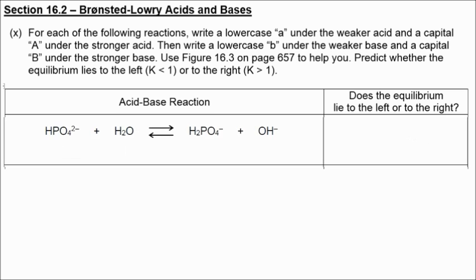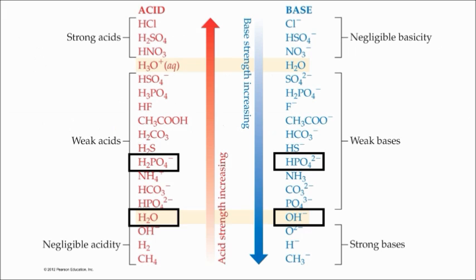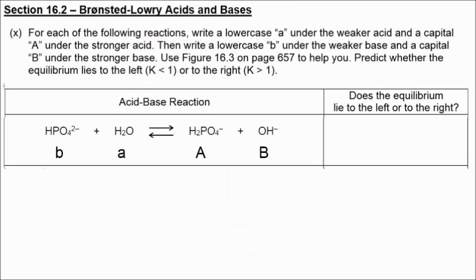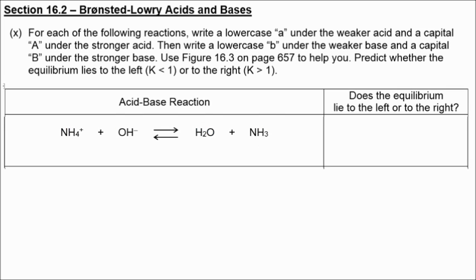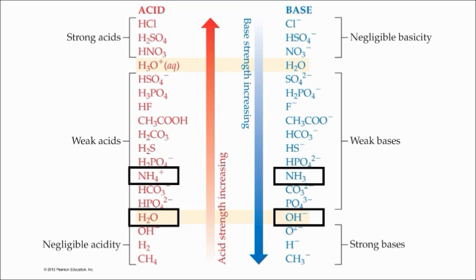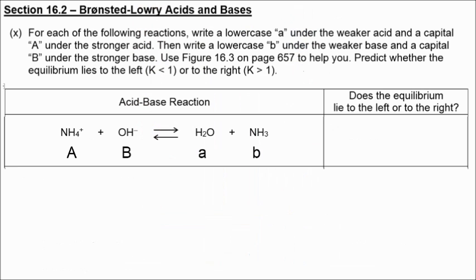So it's going to be the stronger acid and base reacting together, driving the equilibrium toward the right. In our next example, we're comparing the acidity of water and H2PO4-, dihydrogen phosphate. Dihydrogen phosphate is the stronger acid, hydroxide is the stronger base. So a capital A and a capital B, this reaction is driven to the left as far as the equilibrium is concerned. In our next example, we're comparing the acidity of ammonium versus water. Ammonium is a stronger acid than water, and hydroxide is the stronger base. So capital A and capital B, this reaction is driven to the right in terms of the equilibrium.